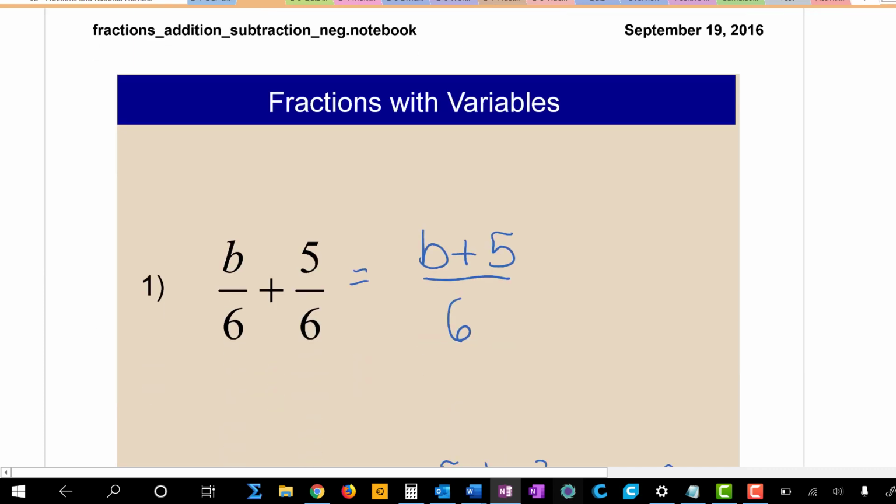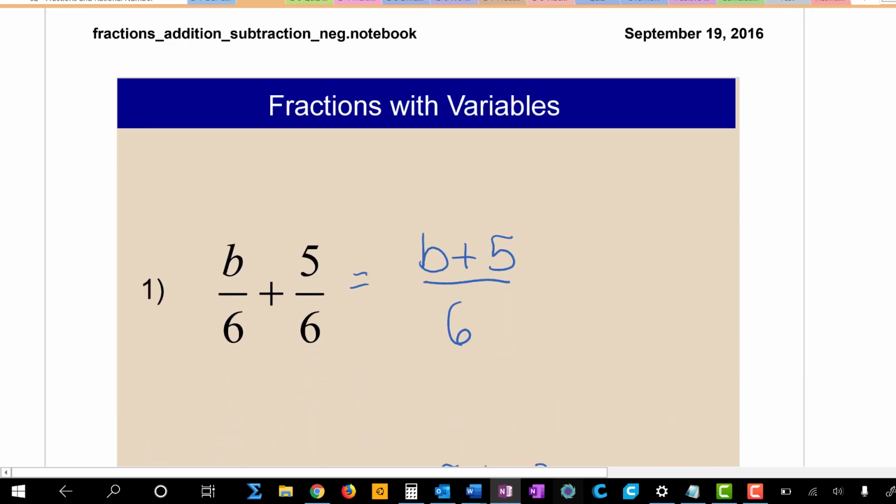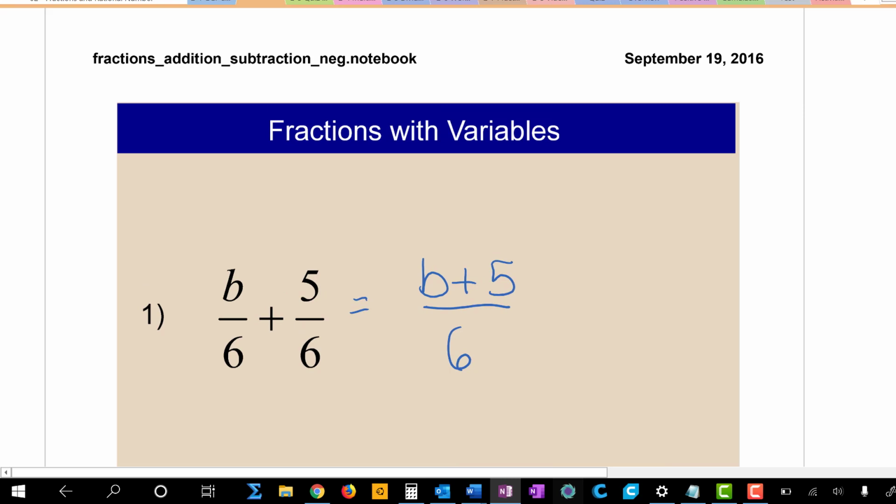Okay, now comes the fun part, fractions with variables. So with fractions with variables, you follow the same exact rules that we started out with in this lesson. You always get a common denominator if you don't have one, and then once you have one, you add your numerators. Here we already have a common denominator of 6. So we're going to keep our common denominator of 6, and we're going to add our numerators, which means we'll add b plus 5. And we can't do anything else because you can't add a variable to a number unless you know what that variable is equal to, and we don't. So this is the final answer.